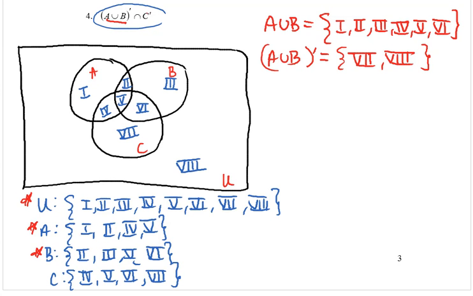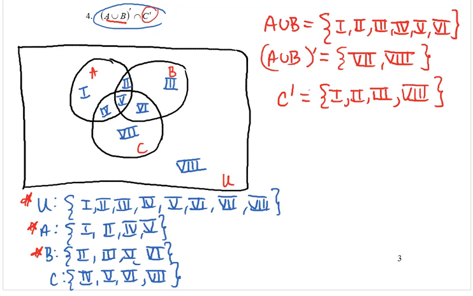Now let's go ahead and find C complement. So C complement, C has 4, 5, 6, and 7. So the universal set would have the different elements 1, 2, 3, and don't include 4, 5, 6, or 7, but then we have 8. So 1, 2, 3, and 8 would be the complement of C.